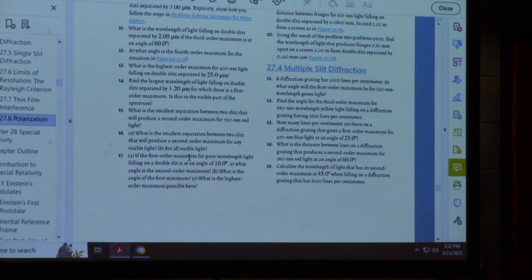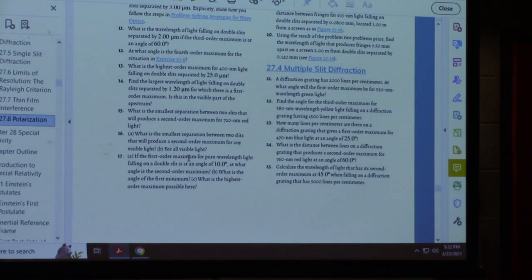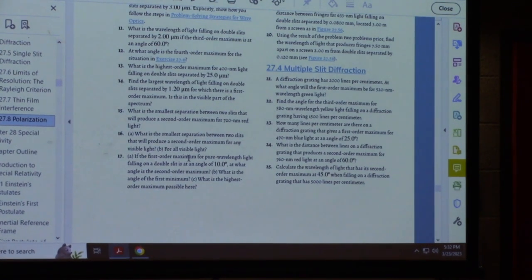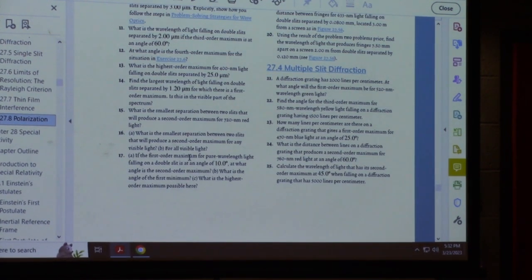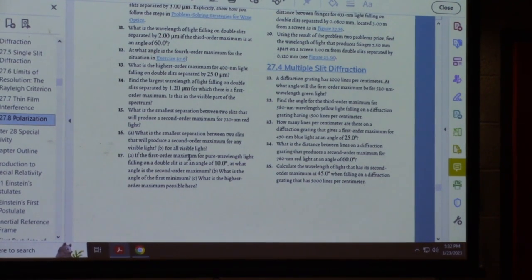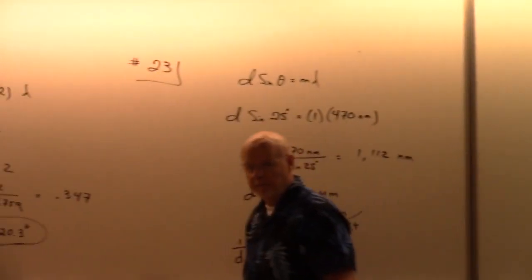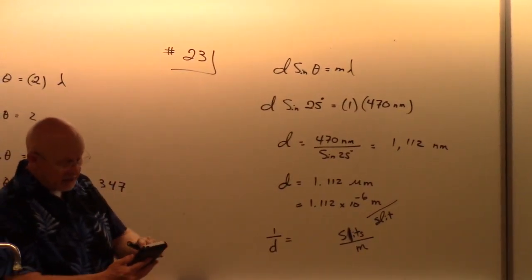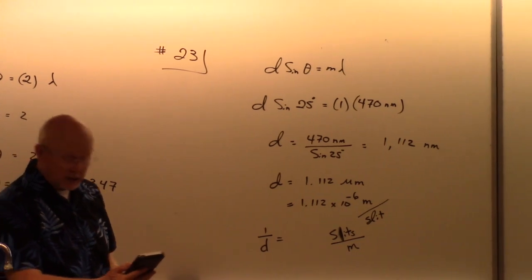What they're asking for is the reciprocal. How many slits per distance? So I'm going to take 1 over D. Because when I take the reciprocal of this, I'm going to get the number of slits per meter. Which I'm still not done because they say how many per centimeter, but it's easy to hit the reciprocal key on my calculator.